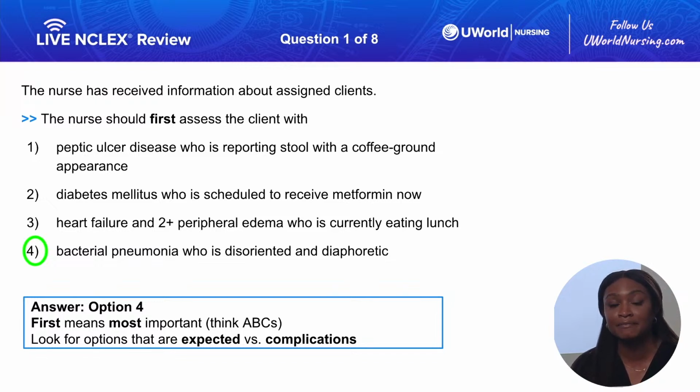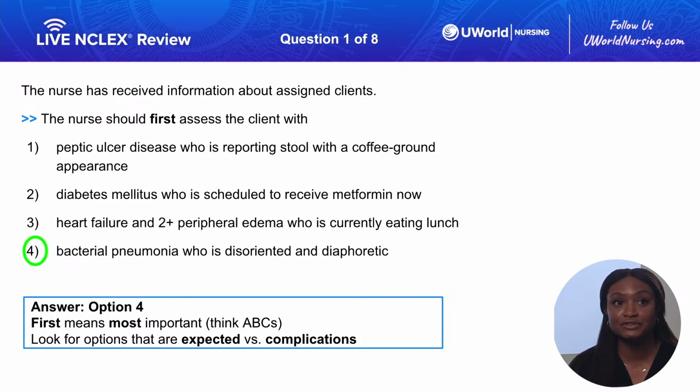Option 2, diabetes mellitus, who is scheduled to receive metformin now. This is like what that person in the chat was saying of chronic versus acute. This is a chronic condition, diabetes mellitus, and metformin is a maintenance medication used for diabetes mellitus in that chronic condition. So this would not be our priority right now. And then it's an expected finding. A client with diabetes mellitus would probably be getting metformin.